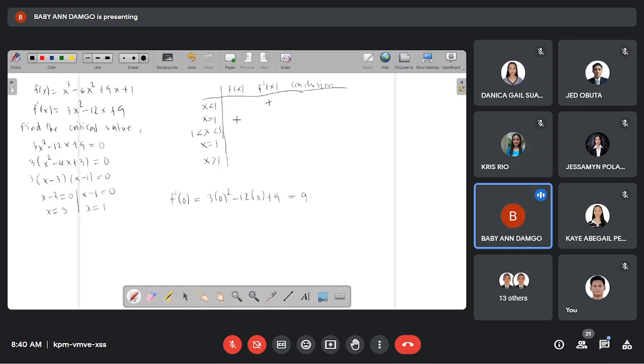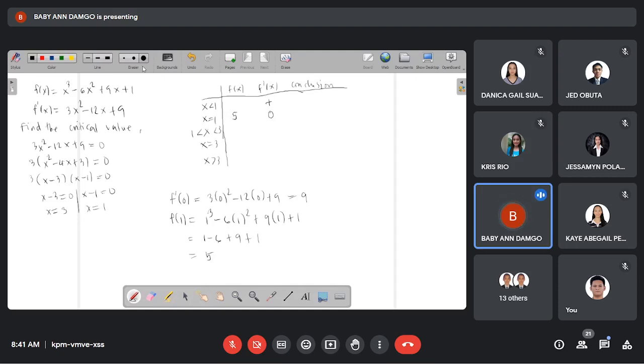Now, we need to find the f of x when x is 1. Since this is a critical value, we have f of 1 is equal to 1 cubed minus 6 times 1 squared plus 9 times 1 plus 1. Okay? So we have 1 minus 6 plus 9 plus 1, which is equal to 5. So we have here 5, and the first derivative is 0 since this is a critical value.